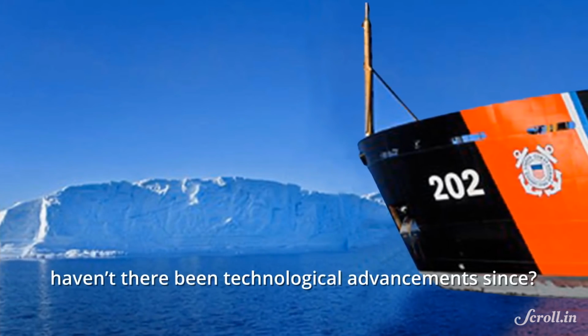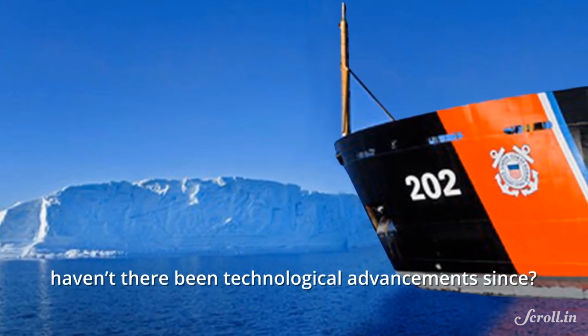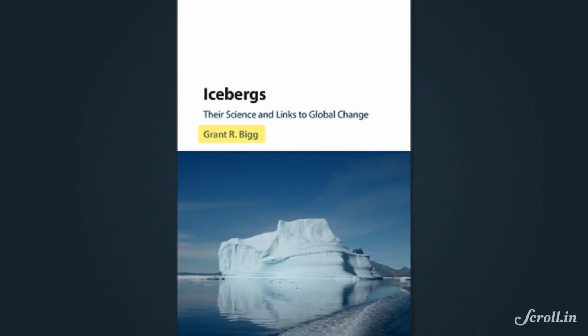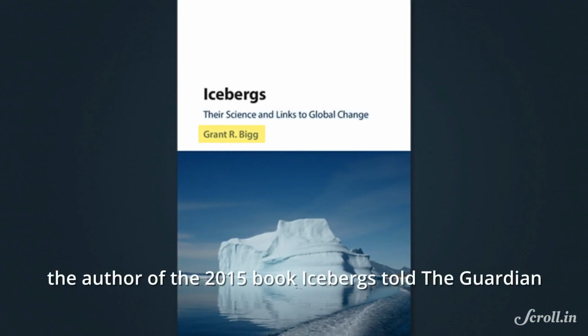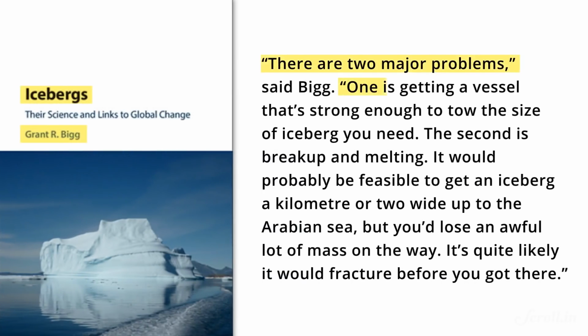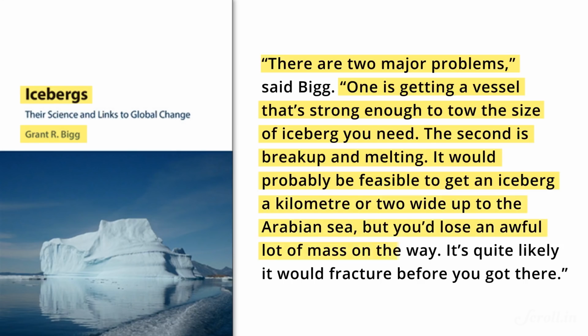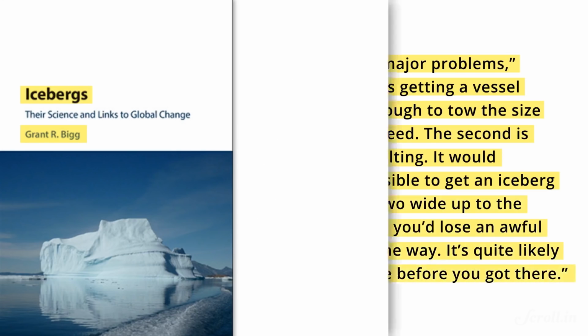But haven't there been technological advancements since? Grant Pick, the author of the 2015 book Icebergs, told The Guardian, "There are two major problems. One is getting a vessel that's strong enough to tow the size of iceberg you need. The second is breakup and melting. It would probably be feasible to get an iceberg a kilometer or two wide up to the Arabian Sea, but you would lose an awful lot of mass on the way. It's quite likely it would fracture before you got there.